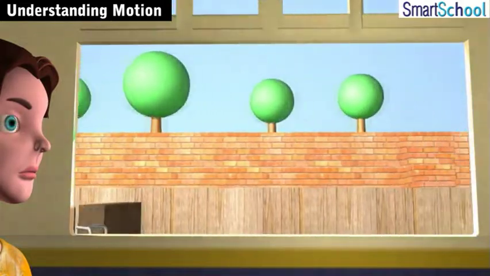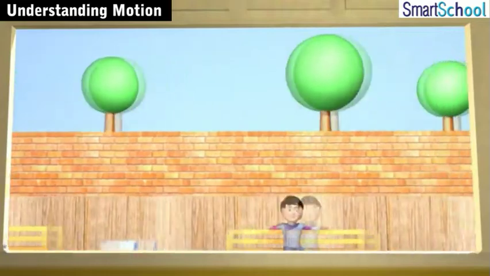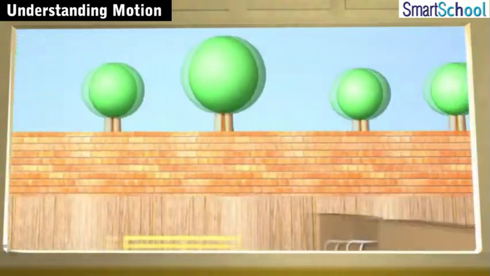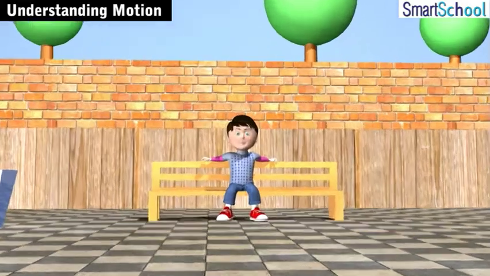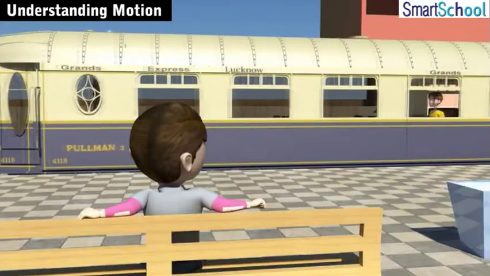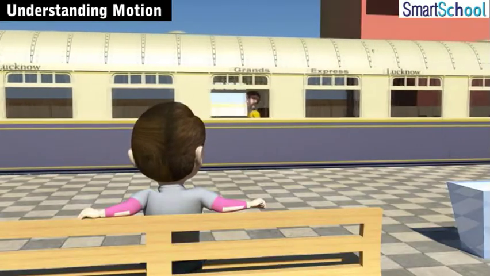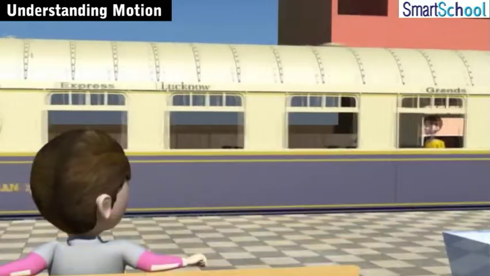So when you're inside the train, you see the objects outside the train to be moving. And what do we see when we are outside the train? Well, in this case, you would say that we see the train to be moving. Now the train is moving, right? Okay, let's take another example.